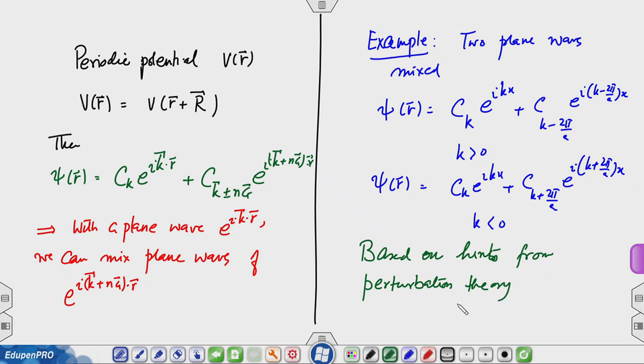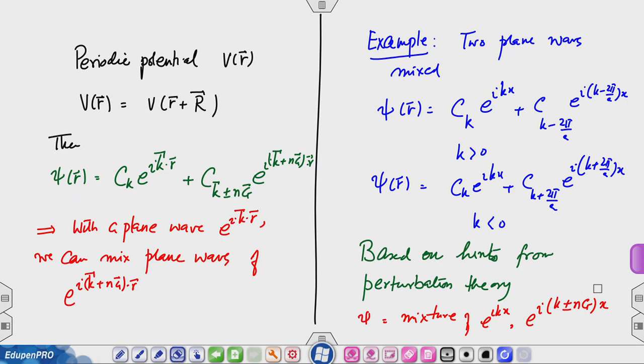In general, I also said that if you go beyond the first Brillouin zone, you are going to have psi, which is a mixture of e^{ikx} and e^{i(k±nG)x}, where G is the smallest lattice vector. Let me remove the vector sign from the top of G. We are now going to make this rigorous in this lecture through the proof of Bloch's theorem.